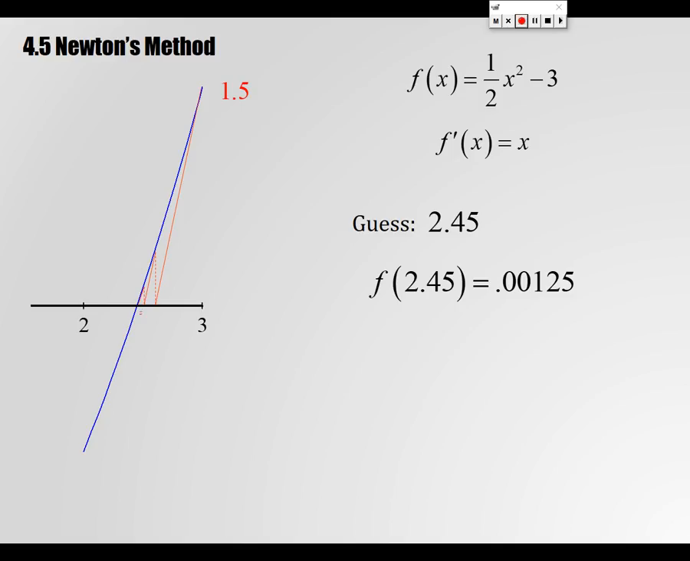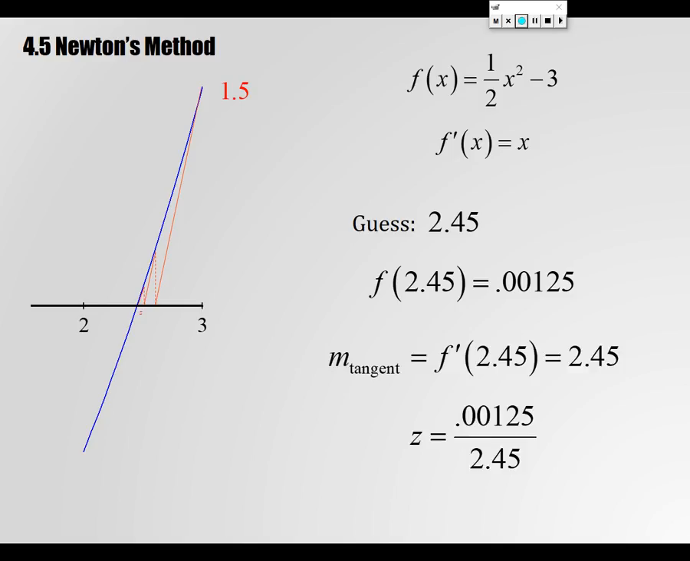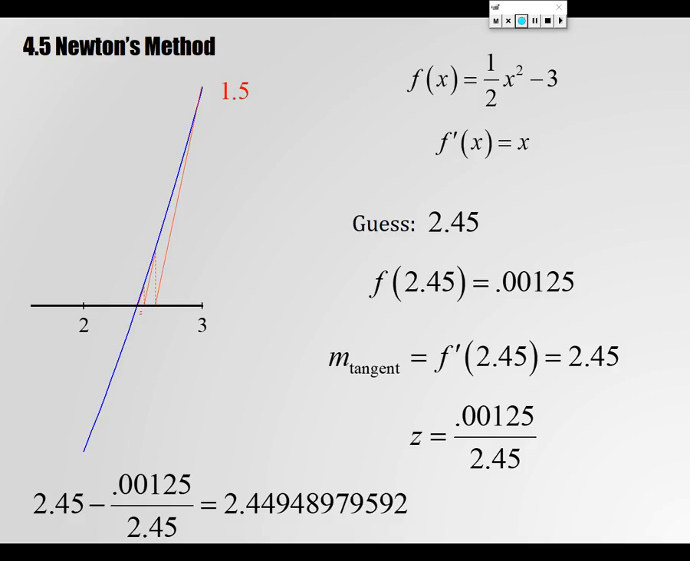Is 2.45 the root? No. But if you plug it in, you get something that's awfully close to zero, right? And we can make this arbitrarily good. So I don't have anything to add. We're just doing this again. Here's our new guess. Ben? I give up. Not close enough. Isn't that close enough?